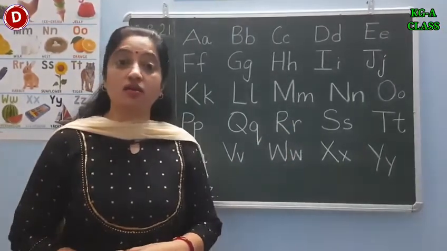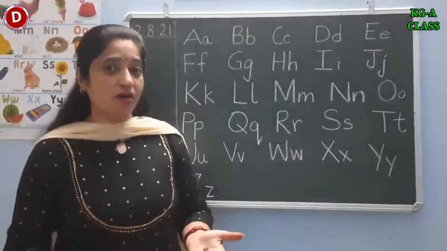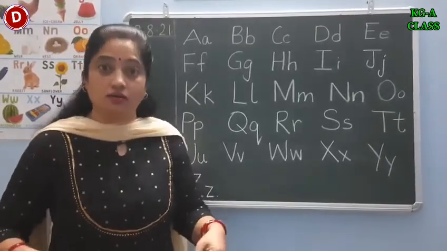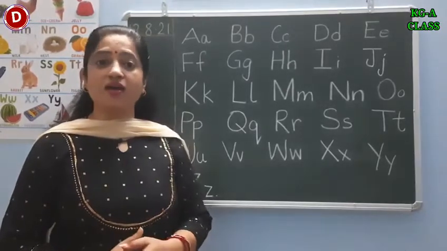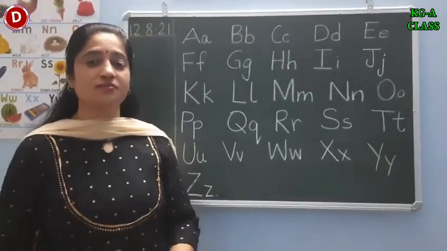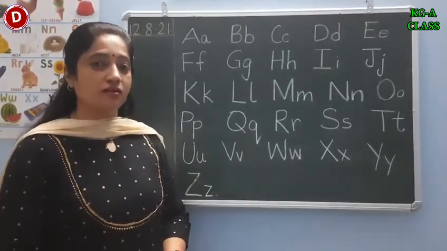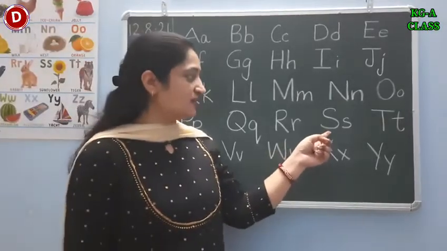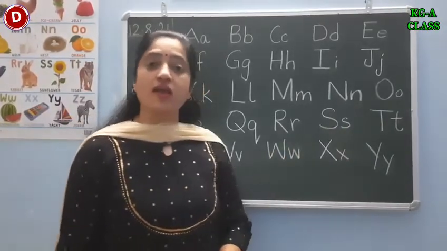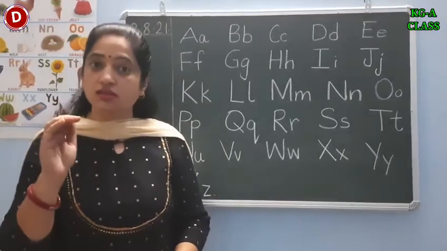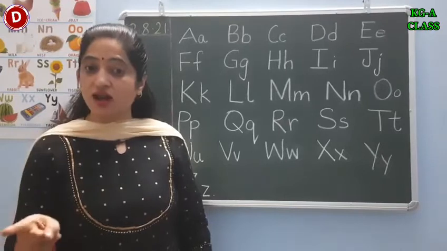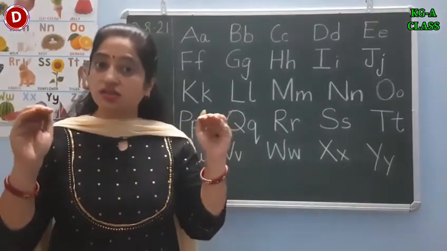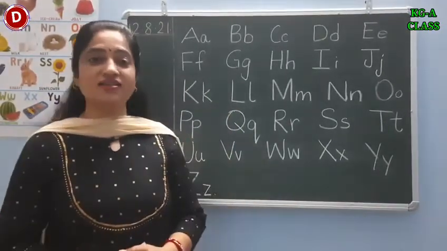R says rrr. See my puppy rip the rag when he pulls so hard. So R says rrr. Now comes S. This is capital S and this is small s. S says s. The snake is in the grass.